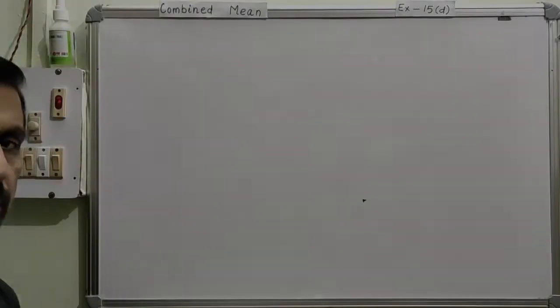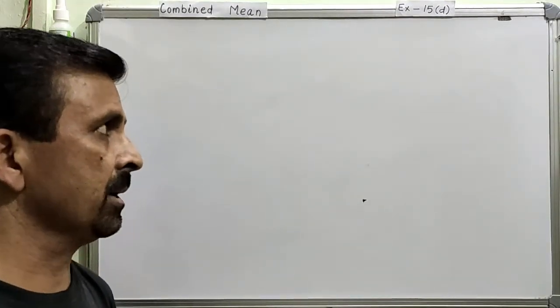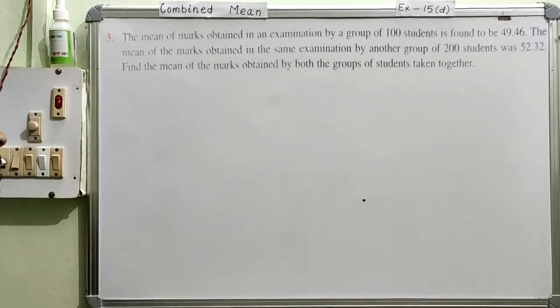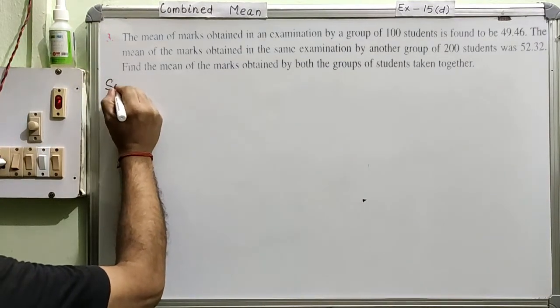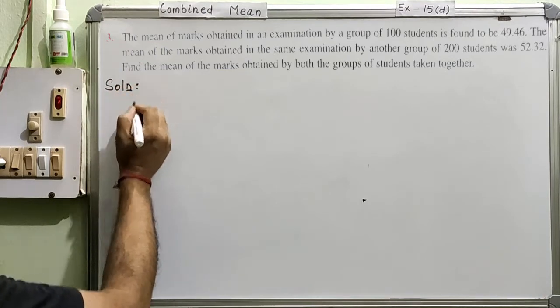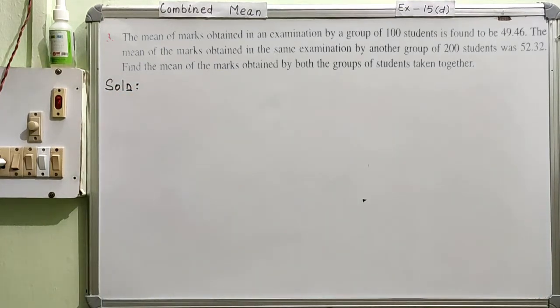Thank you. Next question. Now we will take question number 3. Let us read question number 3 first of all. Question number 3 says the mean of marks obtained in an examination by a group of 100 students is found to be 49.46. This is the first group. In this first group, we have 100 students, and their average is calculated to be 49.46. Next, the mean of the marks obtained in the same examination by another group of 200 students is 52.32.